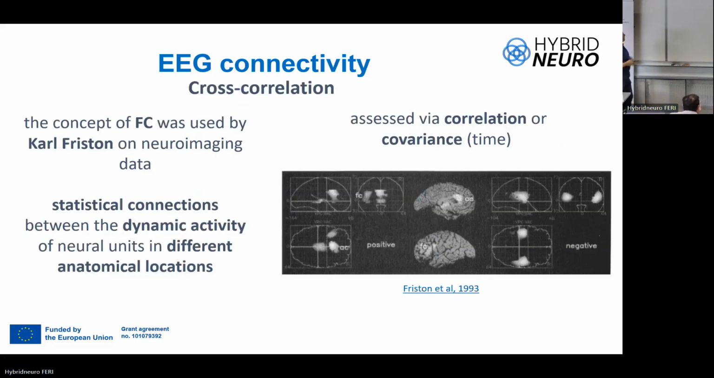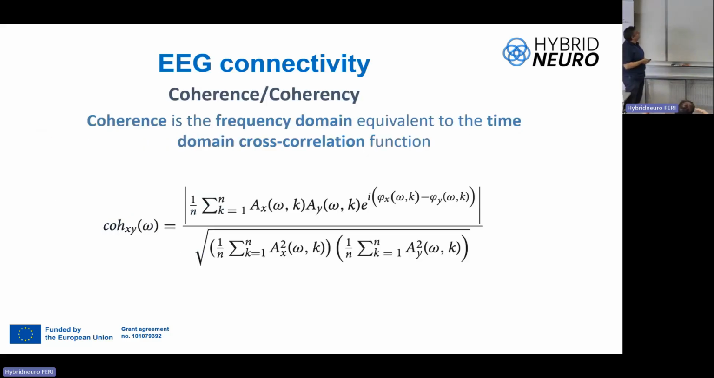Okay. Well, we can start with the cross-correlation. Very well known for everybody. The first time this was used in connectivity, not in EEG, but in MRI, was in this article. And we can observe a statistical connection between the dynamic activity. It's very clear, the cross-correlation.